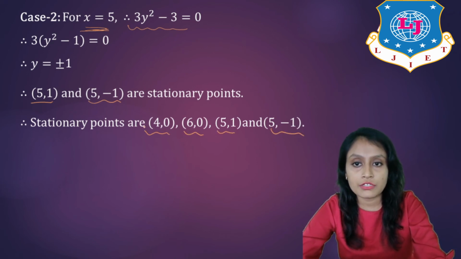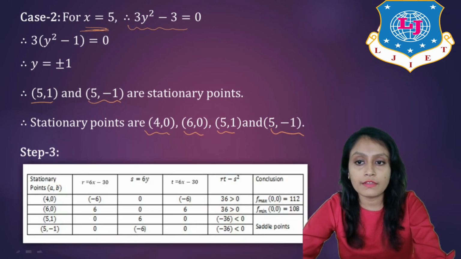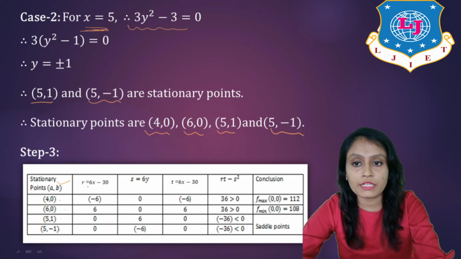These are stationary points. Now we will make a table. So first we have to write these points. The points are (4, 0), (6, 0), (5, 1) and (5, -1). First we write down these 4 points. Then r. R is what? 6x minus 30. S is 6y and t is 6x minus 30.